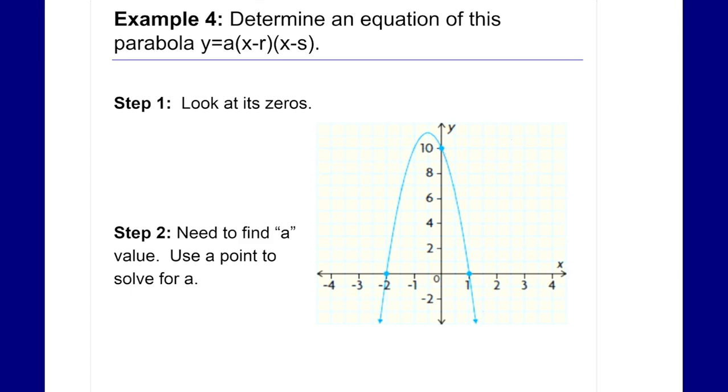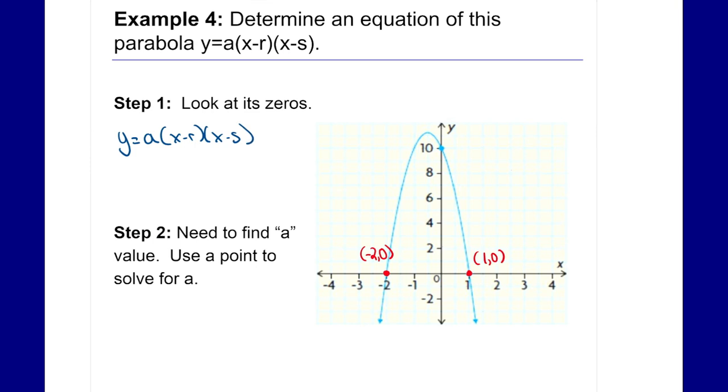So what we're going to do is look for the zeros. The first thing we want to do is look for the zeros, where the x-intercepts are. The two x-intercepts we have here are (1, 0) and (-2, 0). And that's important, because we can use these 2 points to fill in some of the information for our general equation in factored form.